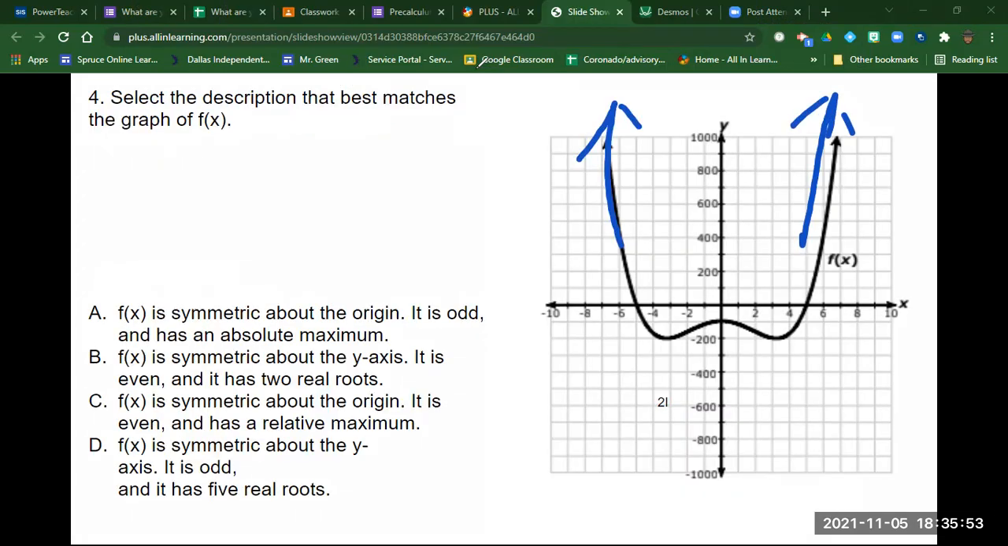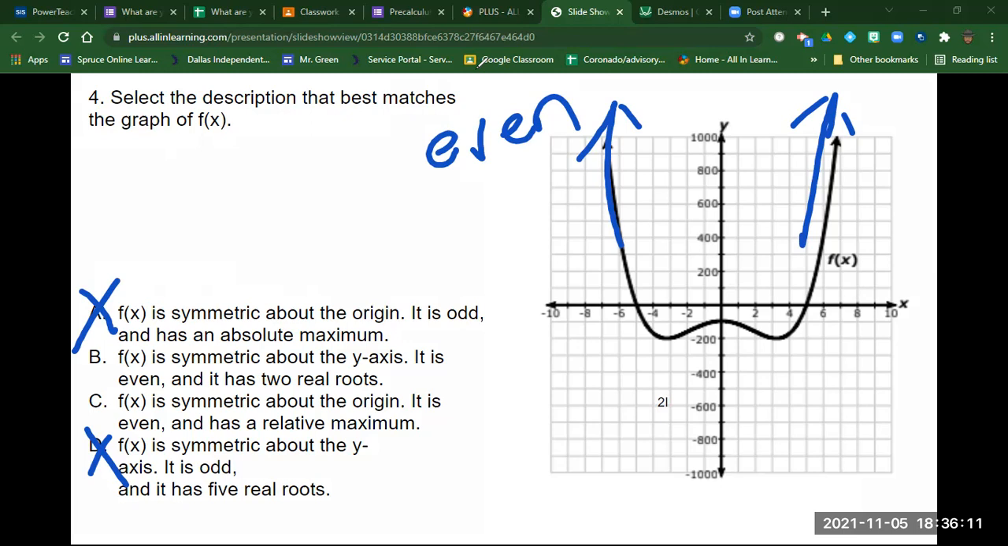Yeah, both of them going up. This is an even function. All right, so it is not an odd function. It's an even function. So we can strike out A. All right, and we can also strike out B because this is an even function.